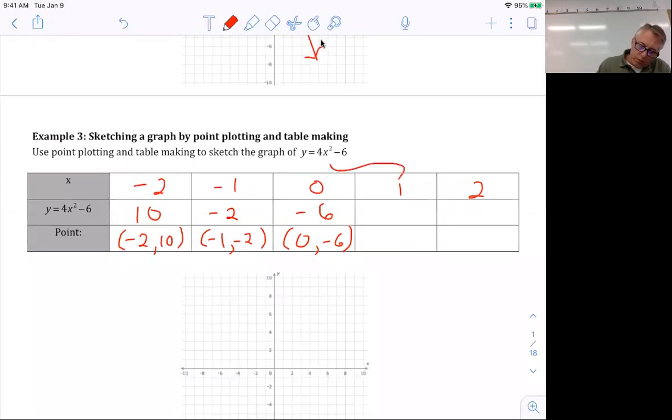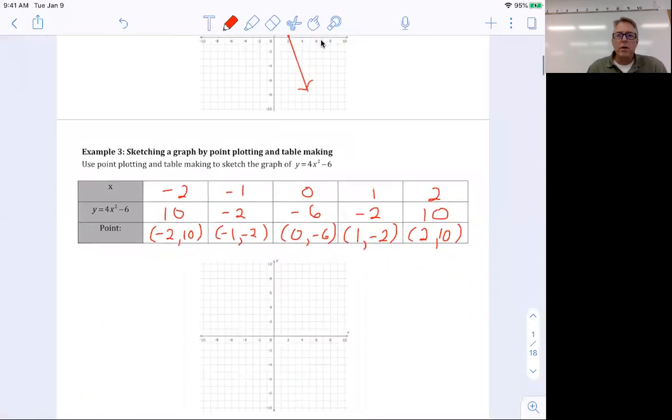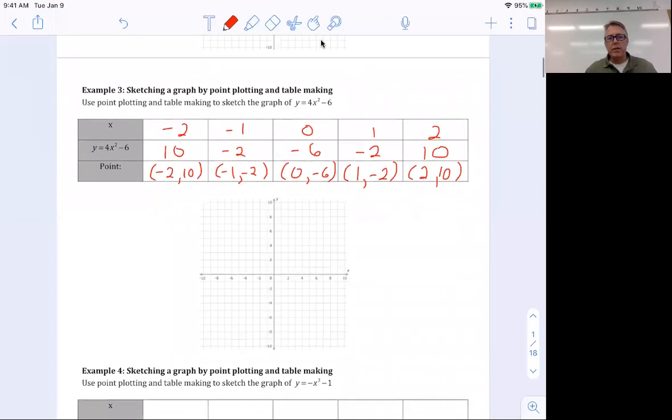Now, if I plug +1 in here, well, +1 squared is 1 times 4 is 4. So I get an output of -2. And if I plug in +2, I'm going to get an output of 10.